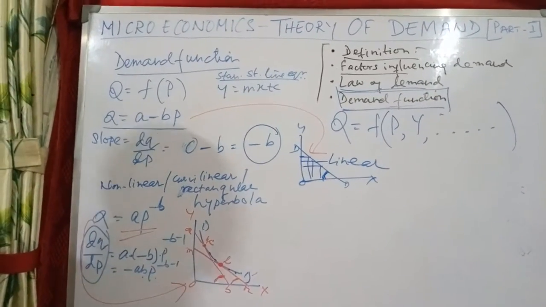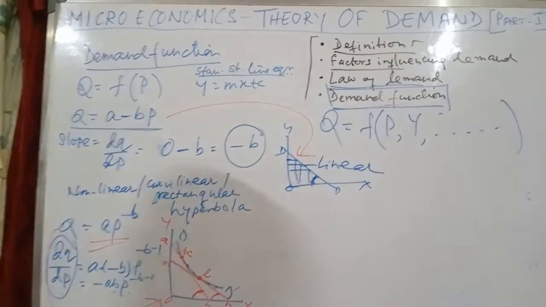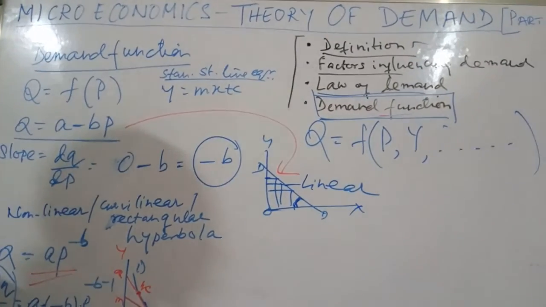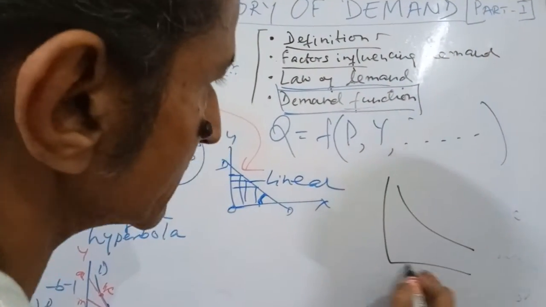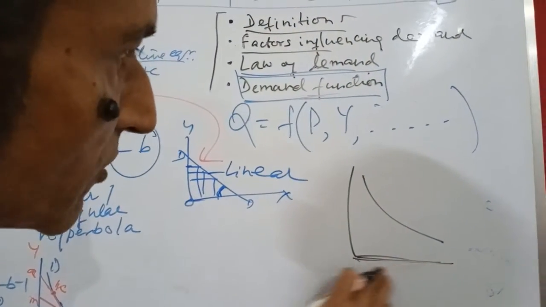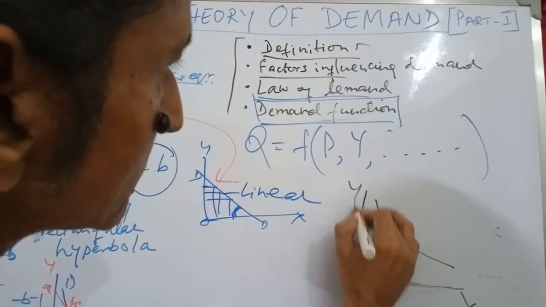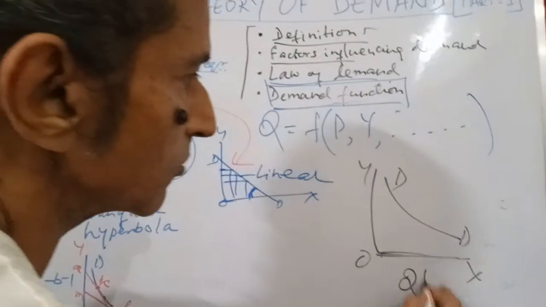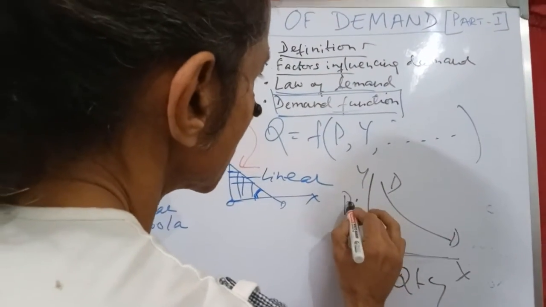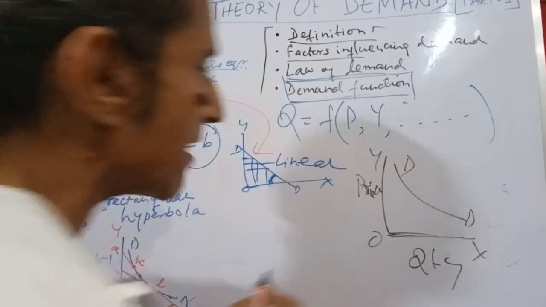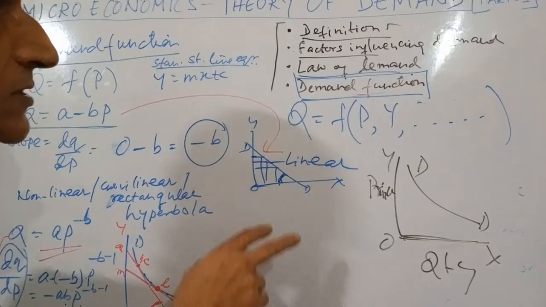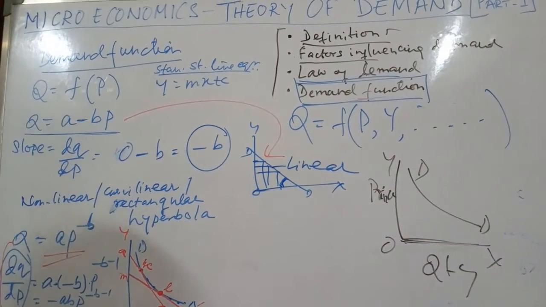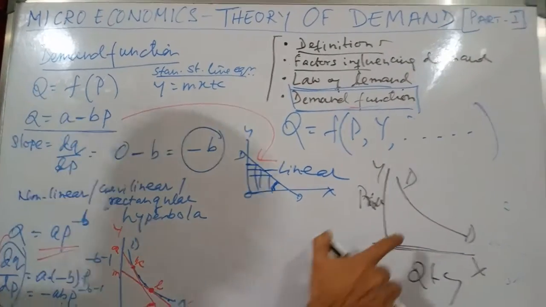And the law of demand states what the shape of the demand curve should be. The shape of the demand curve is downward sloping because of the inverse relationship between price and quantity, where price is the independent variable and quantity is the dependent variable. As a result, the demand curve slopes downward from left to right. This is the normal shape of the demand curve.